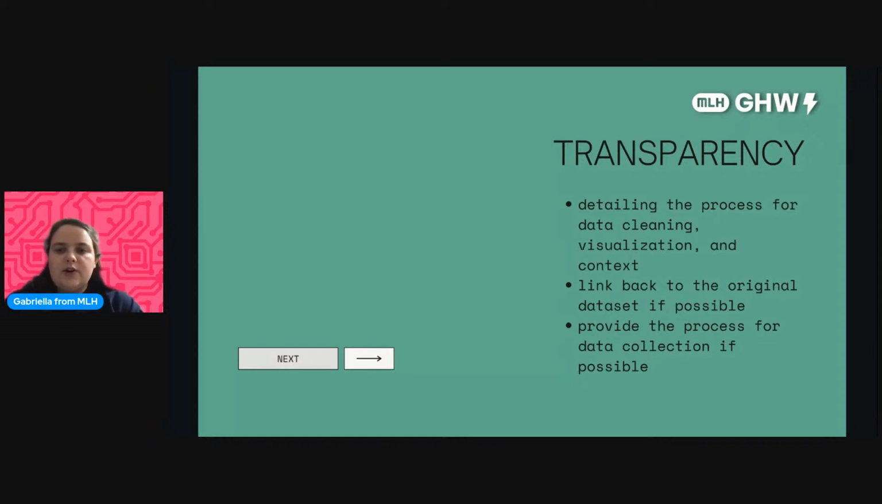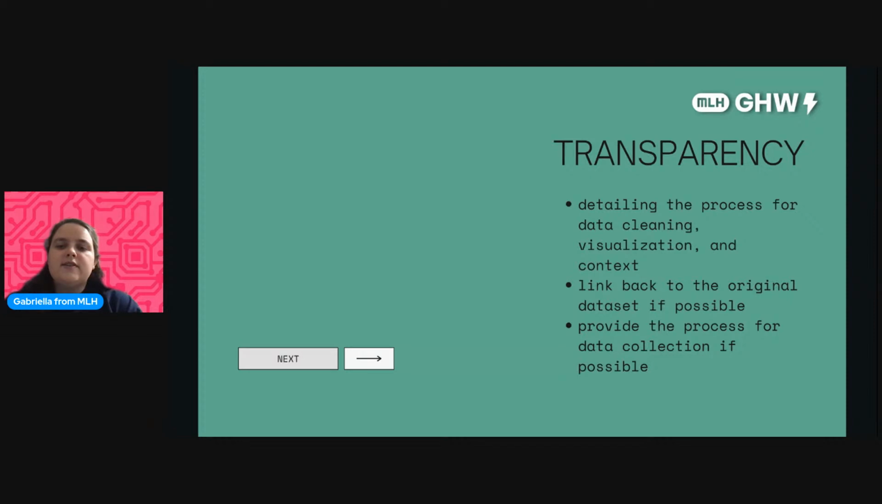And as far as transparency goes, detailing the process for data cleaning, visualization, and context is super important, because it allows the user or the reader to see how you got from the raw data set to the data you used, what you thought was pertinent to be visualized, and also for context, what you thought historically, culturally, and scientifically was necessary to explain why you thought this particular thing was important to include, but not the other thing. That's helpful for the user to make a frame of reference even more understandable, because it's explained and thought through pretty well.